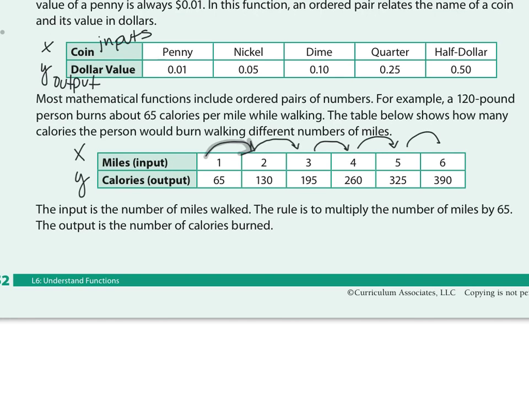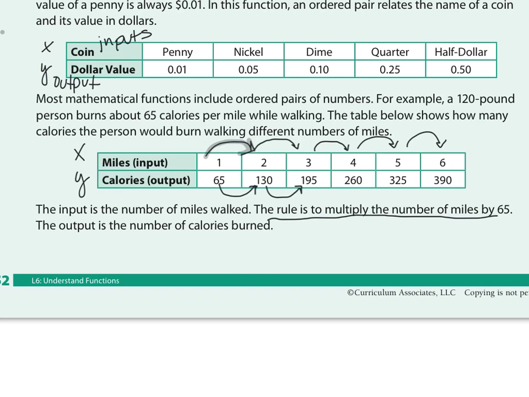Well, but more importantly, we also see a pattern in our outputs, right? How are our outputs changing from each one of these numbers? They keep going up by 65. And it tells us right here, the rule is to multiply the number of miles by 65.